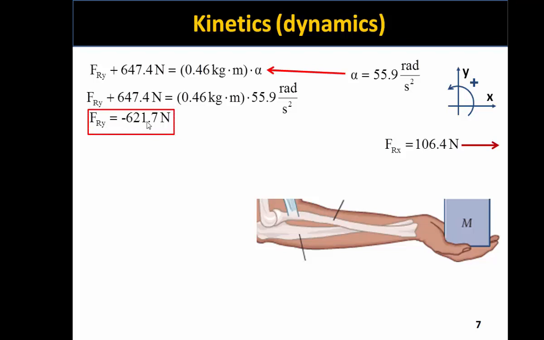negative 621.7 newtons. Now recall my initial guess: because I didn't have any knowledge of what that magnitude was going to be, nor its direction, my initial guess was that the y component for the reaction force was in the positive y direction. But the fact that a negative value came up indicates that my initial guess was wrong. So I have to go through and change my free body diagram to reflect the fact that the y reaction force is actually pointing in the negative direction.